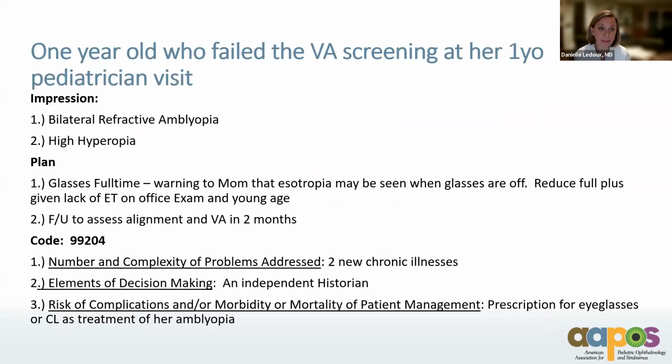So if we look at our 2 diagnoses, bilateral refractive amblyopia and high hyperopia, your plan for the child is glasses full time, warning mom that she may start to see the eyes crossing when the glasses are off. You made a decision to reduce the full plus with the concern, of course, that the child could end up crossing. And so you want to have them follow up in the near future for alignment and vision testing. So this would be coded as a 99204. She's got 2 new but chronic illnesses. She has an independent historian, and you've prescribed glasses for the treatment of her amblyopia.